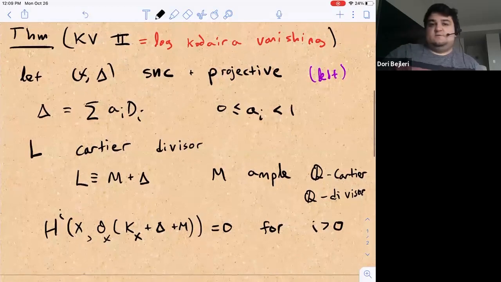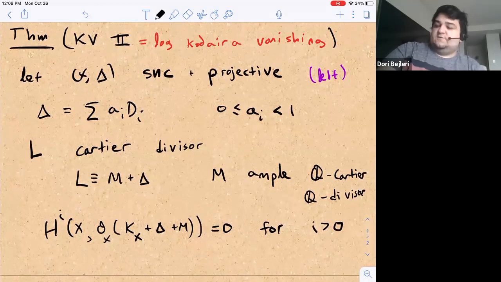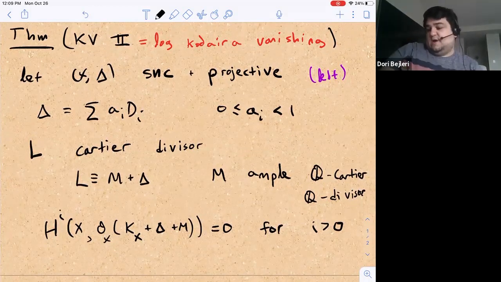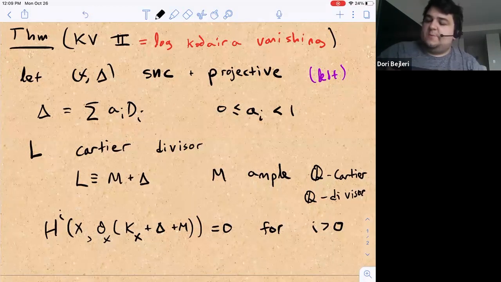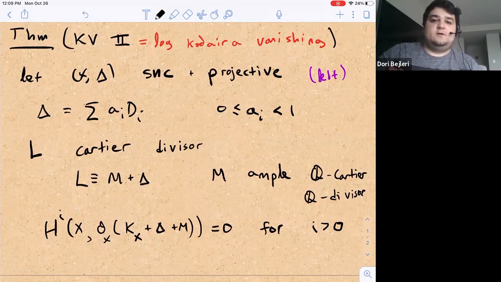So just a few things to point out here. I wrote it in this way to make it clear how it's the log version of Kodaira vanishing, because it's exactly the statement of Kodaira vanishing, where instead of K_X, you have K_X plus Δ, because M is ample. But also, there's an interesting point that M is just a Q-Cartier Q-divisor, and Δ is also just a Q-divisor. I guess the Q-Cartier assumption is vacuous because we're on something smooth. But the point is that M and Δ themselves don't have to be Cartier. They just have to be numerically equivalent to something Cartier.